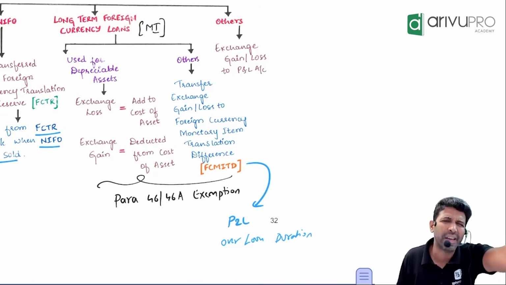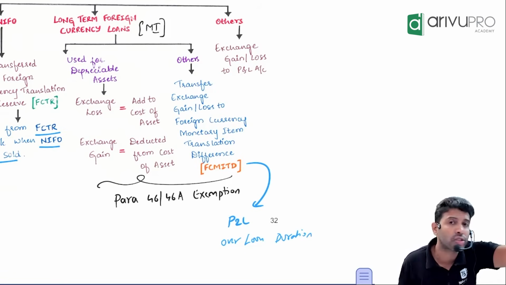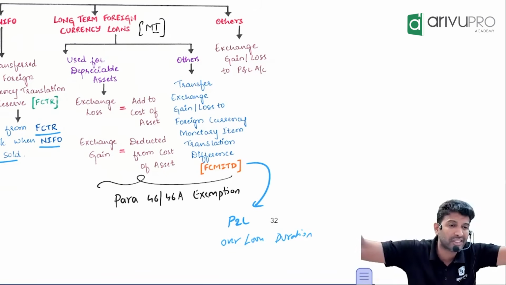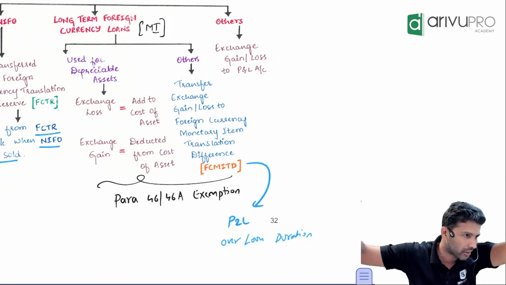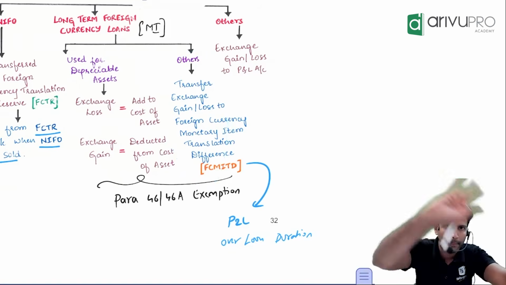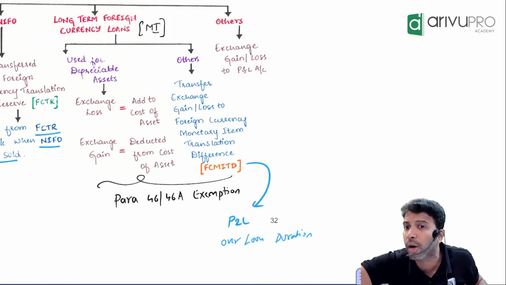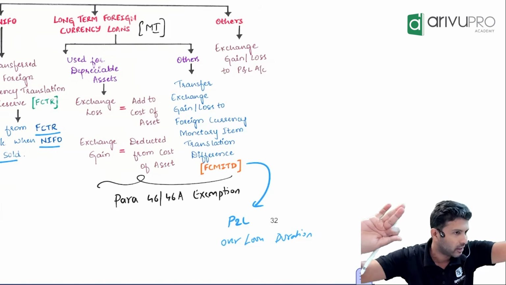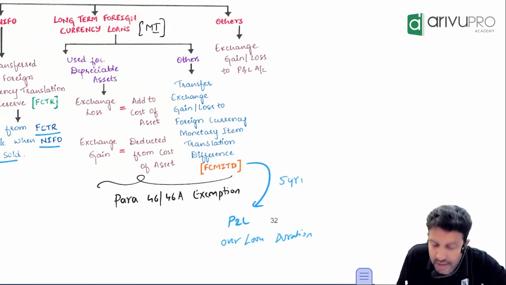Meaning basically this is a benefit. Usually forex gain or loss goes to P&L on a deferred basis or immediate basis. But here the choice given is that you can park the forex gain or loss in one temporary reserve called what? FCMITD. Suppose you have taken a loan for 5 years.